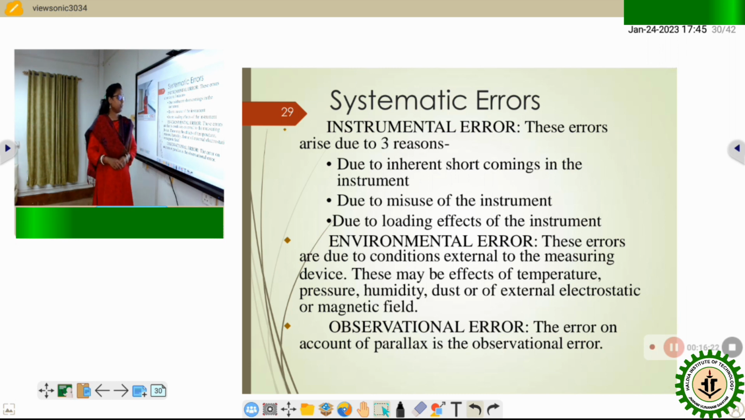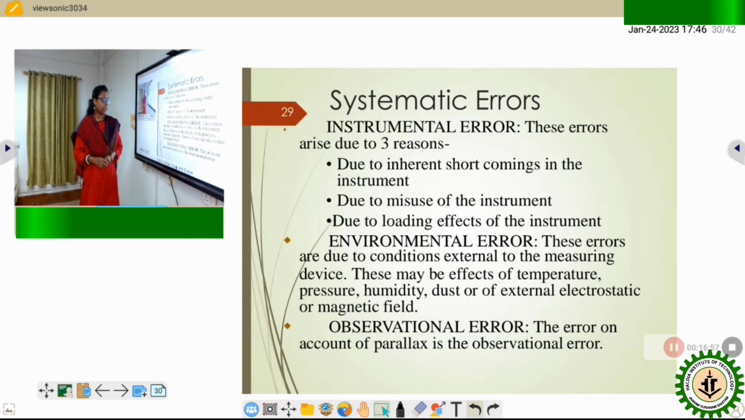Instrumentational error, environmental error, and observational error are the classification of the errors. The instrumentational errors are generally due to inherent shortcomings in the instrument, misuse of the instrument, and loading effect of the instrument. Environmental errors are due to conditions external to the measuring device. These may be the effect of temperature, pressure, humidity, dust, or some other external electrostatic forces or magnetic fields.